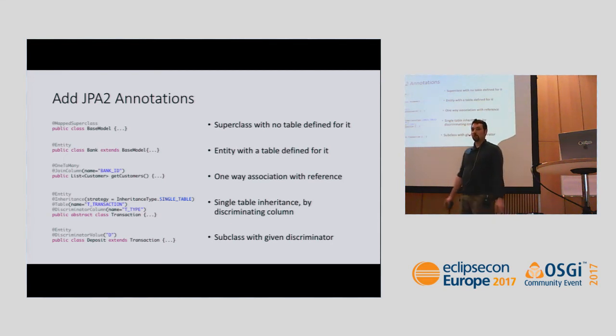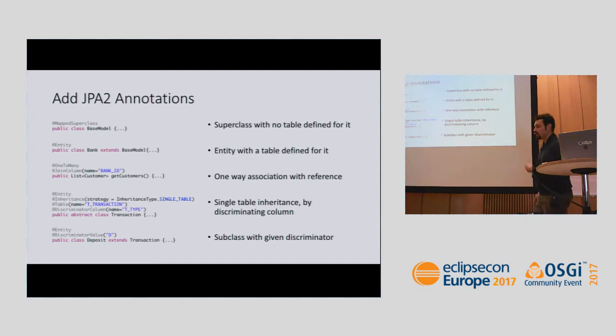Entity is quite straightforward. That means your class has to be mapped as a table in a database. And then you have other annotations, like a one-way association, so a foreign key, with the one-to-many annotation. There you can see the single table inheritance.